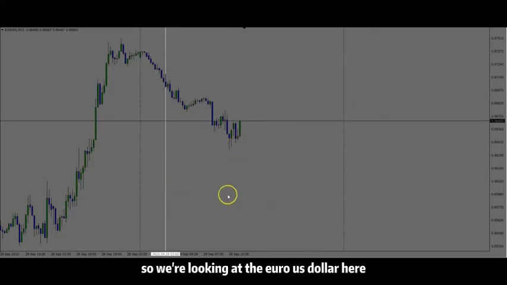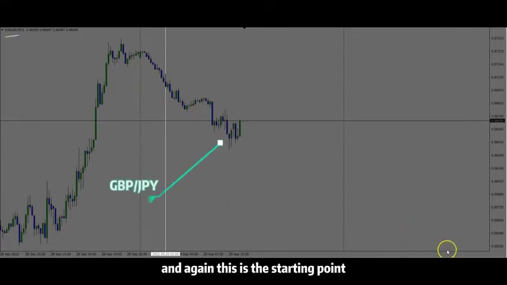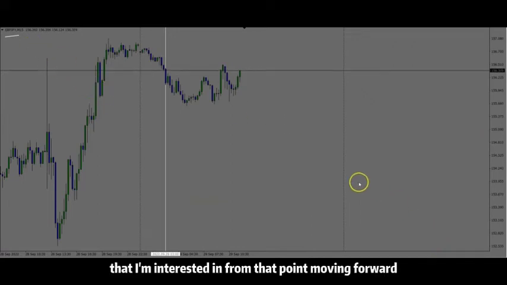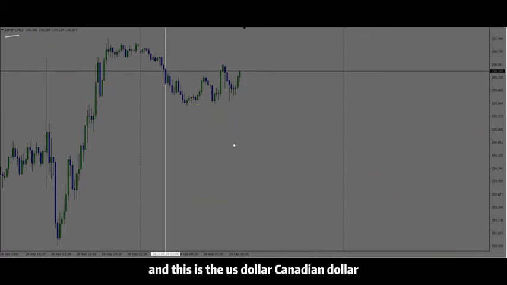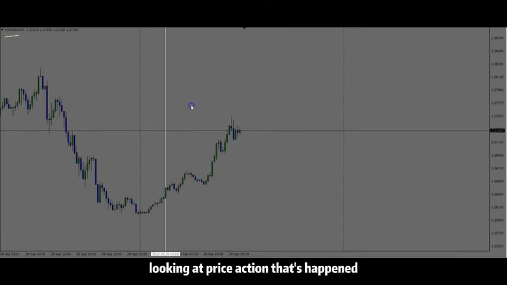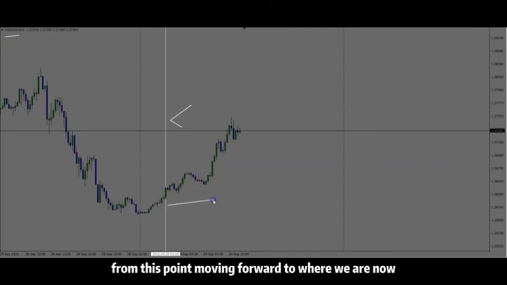So we're looking at the Euro US dollar here. This is the pound Japanese yen, and again this is the starting point for the Tokyo session that I'm interested in from that point moving forward. And this is the US dollar Canadian dollar. Again, Tokyo open, looking at price action that's happened from this point moving forward to where we are now.